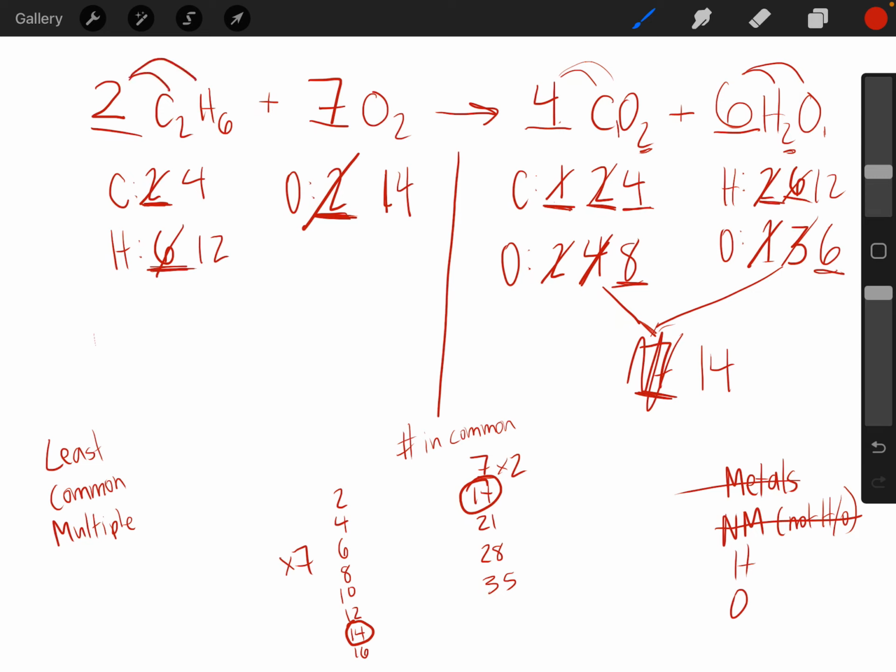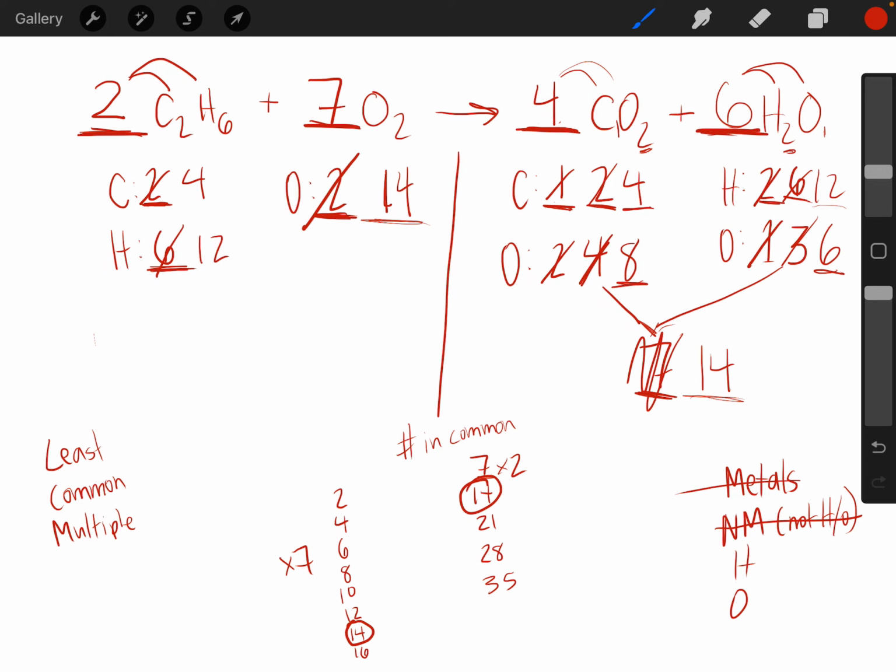So now, I just need to go back and double check. I have 4 carbons, 4 carbons. I have 12 hydrogens, 12 hydrogens. I have 14 oxygens and 14 total oxygens. So your coefficients here will be 2, 7, 4, and 6.